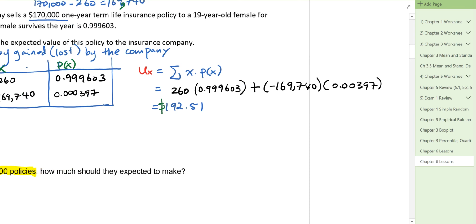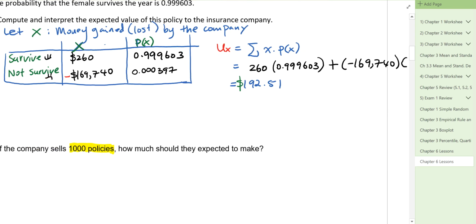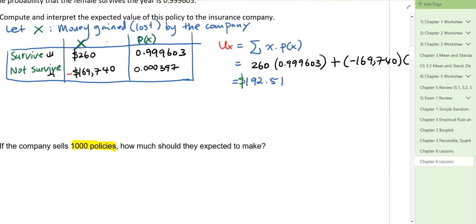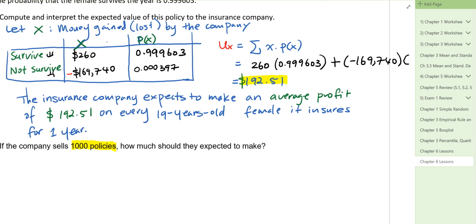Right? That is how much money the company can expect to make for selling one policy. Of course, this is the average value as well. So we can write the interpretation as: the insurance company expects to make an average profit of $192.51 on every 19 year old female it insures for 1 year. Again, this is an average profit per life insurance policy.